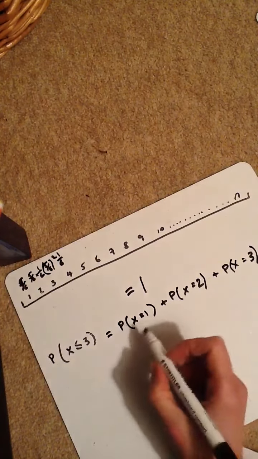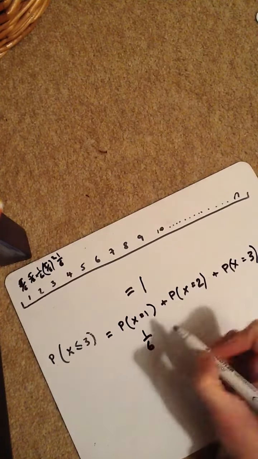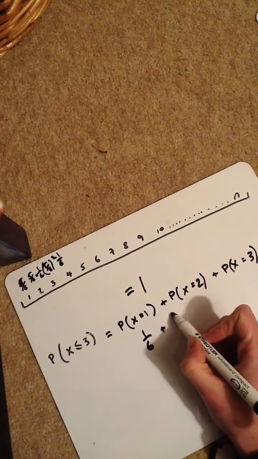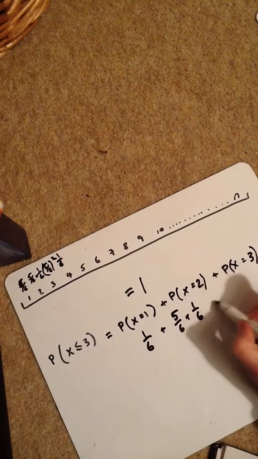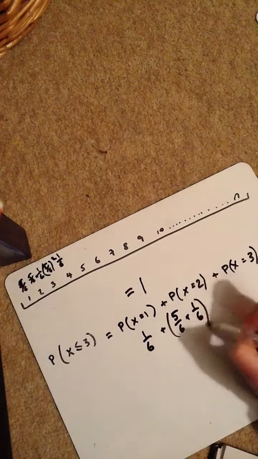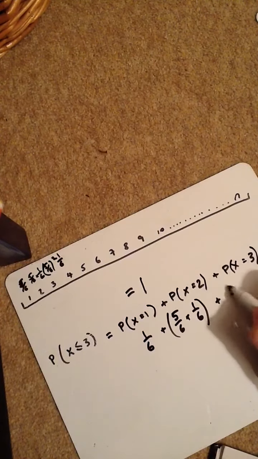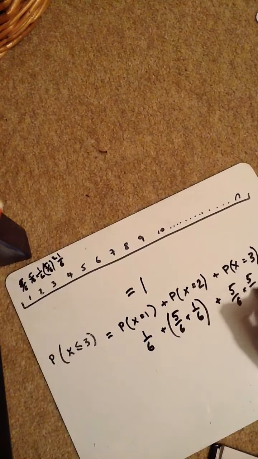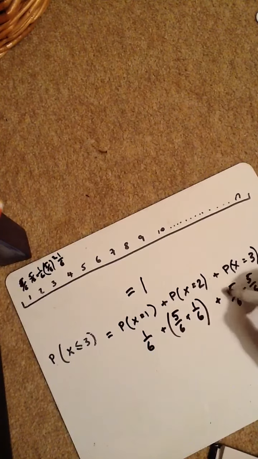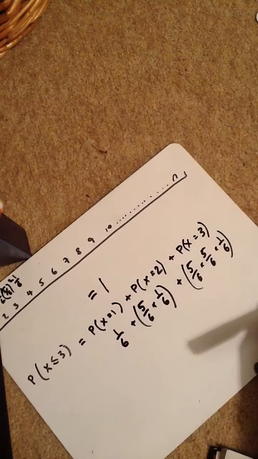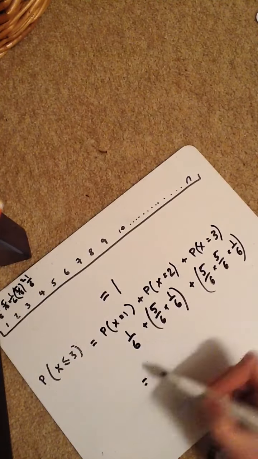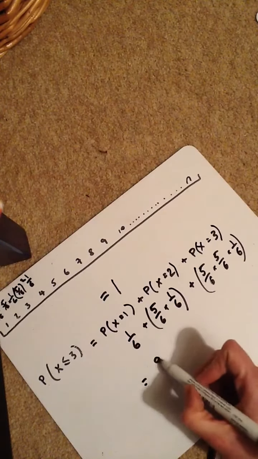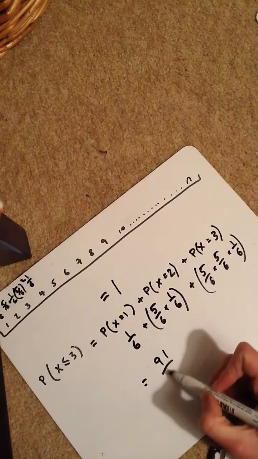So if I were to work that out, success on the first attempt would be 1/6, plus success on the second attempt, well, that's 1 failure, and then I get my success, so 5/6 times 1/6, plus the probability that I get it on the third attempt, so that's 2 failures, and then a success. So if I were to work those out, then I would get the answer of, if you do that on your calculator, 91 over 216.